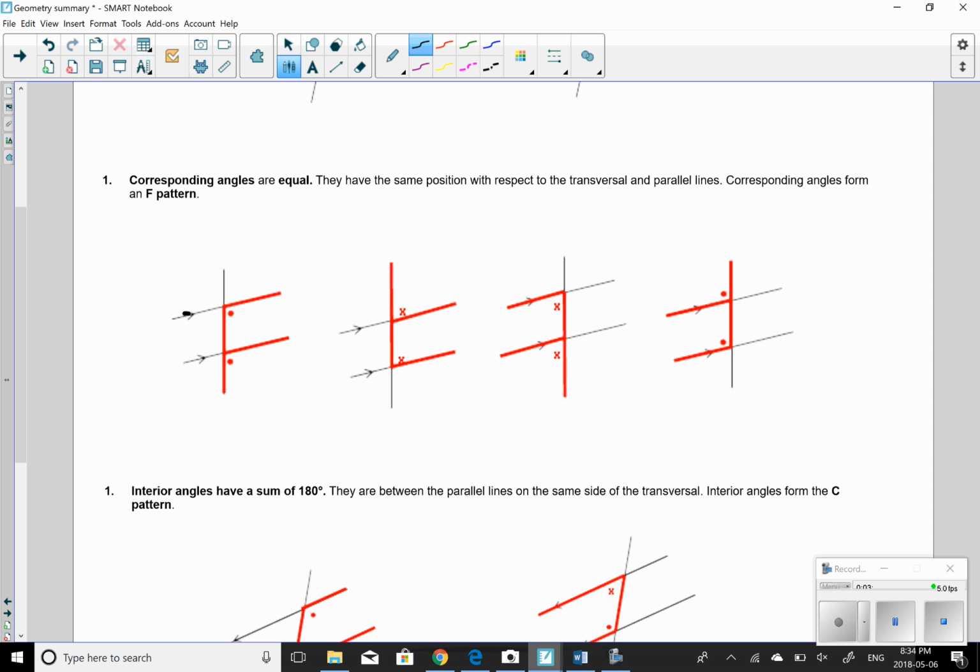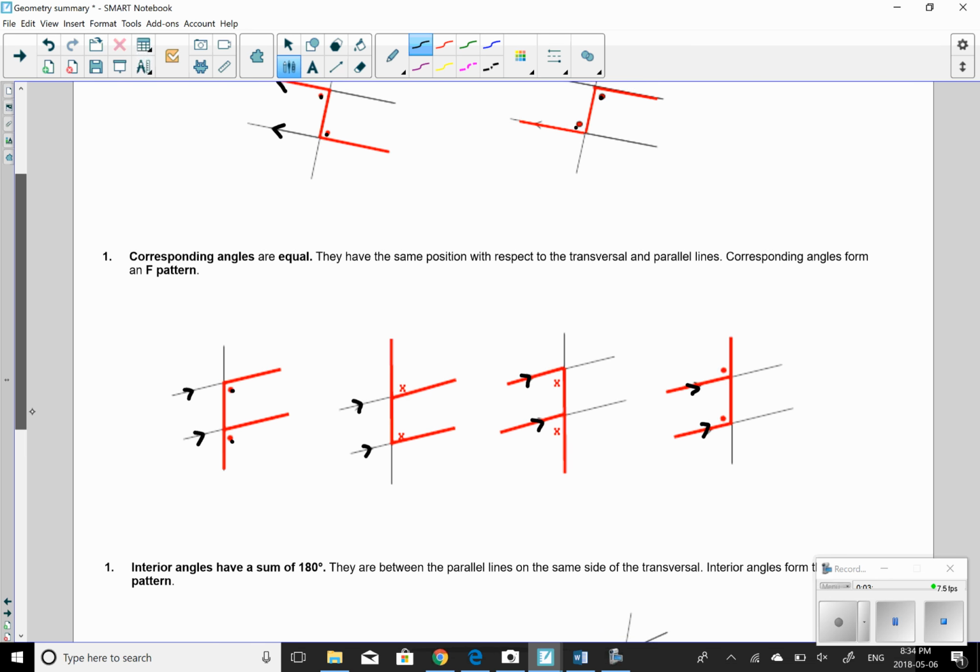Then you have an F pattern. So again, from parallel lines, we have these symbols here. They all say that they're parallel. Okay. So the F can be in so many ways. It's under the lines. So here and here will be equal. If I look at it upside down, here and here is equal. Sideways, here and here is equal. Or again, upside down, here and here are equal. So we have Z, F.